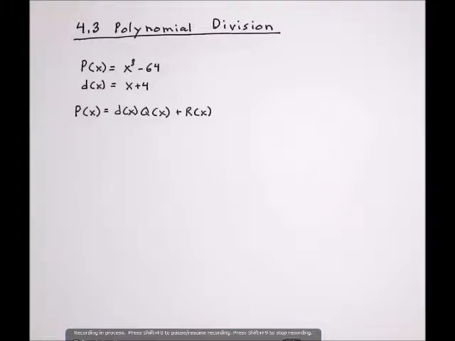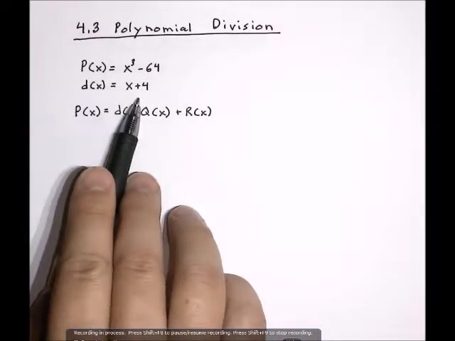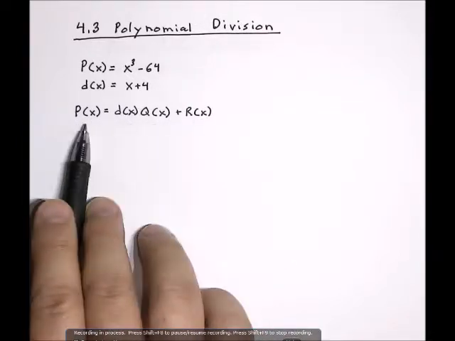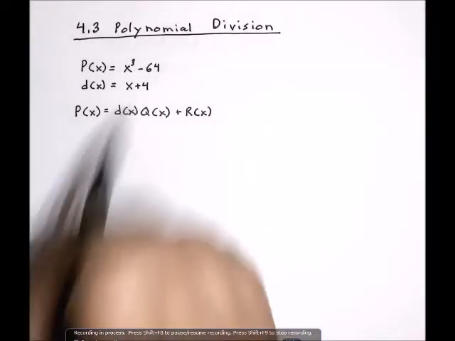Section 4.3 is about polynomial division. What we will be doing in this section is taking polynomials, dividing them by another polynomial, and usually writing them in this form, which isn't as bad as it seems at first glance. So let's divide this polynomial.